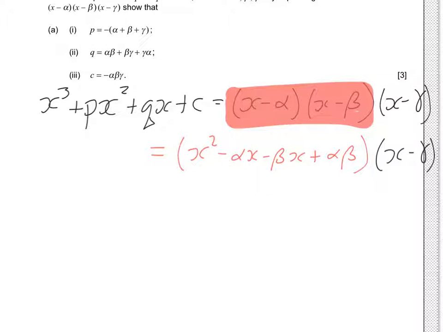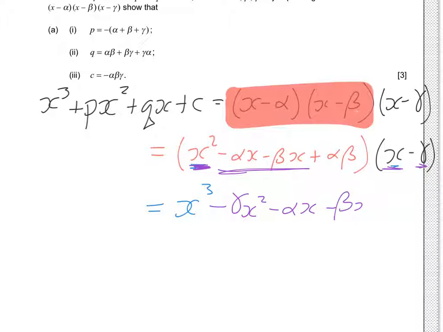So let's look at the x cubed terms to start with. x cubed comes from here and here. That's just going to be x cubed, like we'd expect. And let's look at the x squared terms. They come from two places. They come from here, x squared times minus gamma, so we get minus gamma x squared. But I also get each of these times x. So it gives me minus alpha x squared, minus beta x squared, and you can already see the symmetry there.